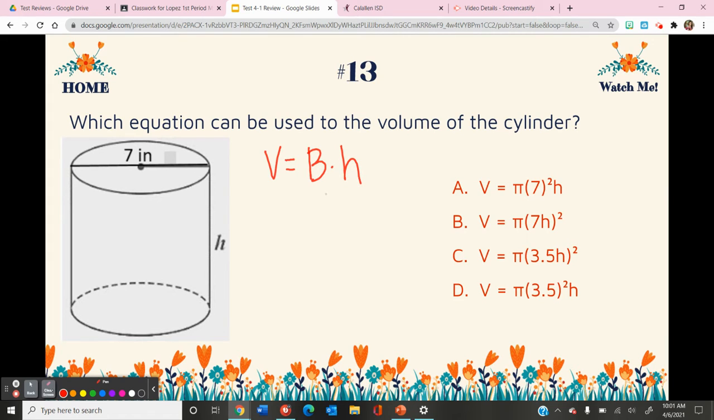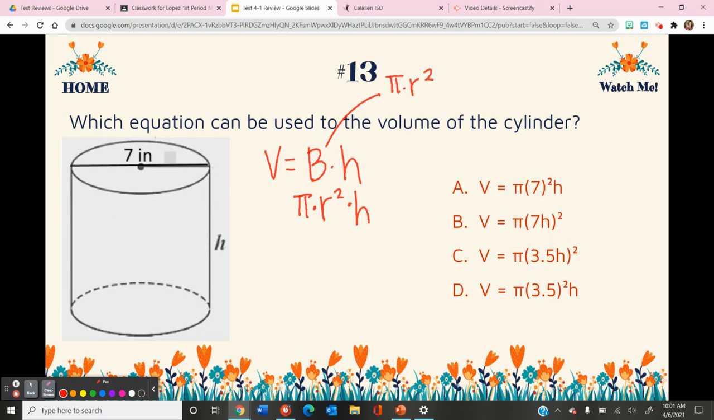So B stands for the area of my base. Now, on a cylinder, your base shape is a circle. And by this point, you should automatically know that the formula for area of a circle is pi times r squared. So then my equation now becomes pi times r squared times the height of my prism.